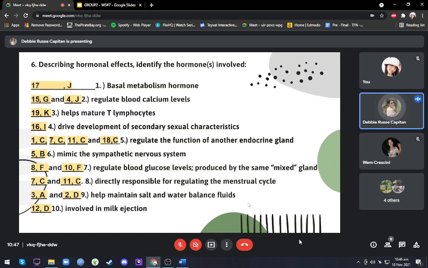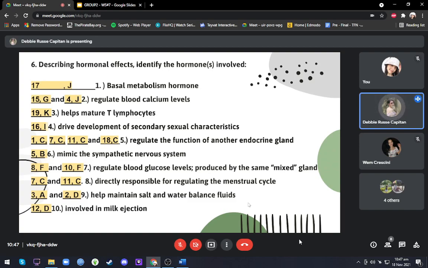Then next, mimics the sympathetic nervous system. Our answer is 5B. The hormone is the epinephrine, and its site of production is in the adrenal medulla. Next is the 8F and 10F.